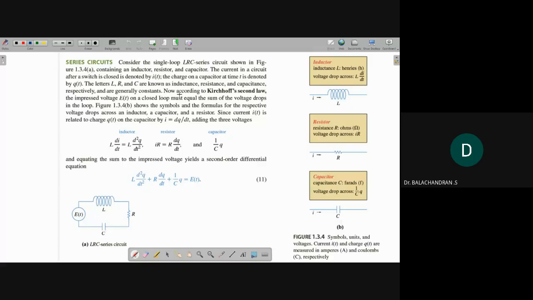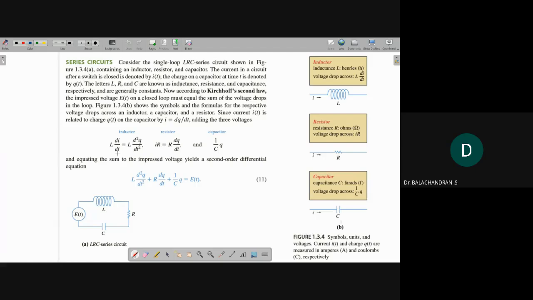Using Kirchhoff's second law, the impressed voltage E of t on a closed loop must be equal to the sum of the voltage drops across the loop. Figure 1.34b shows the symbols and formulas for the respective voltage drops. The voltage drop across the inductance is L into di by dt, across the resistance is I into R, and across the capacitance is Q by C.